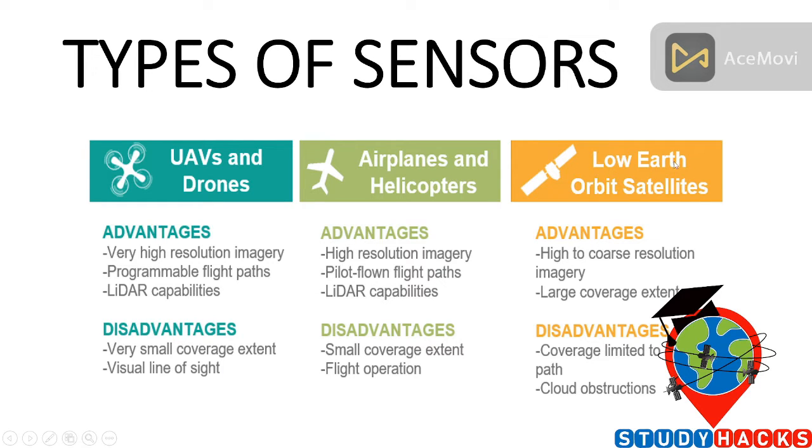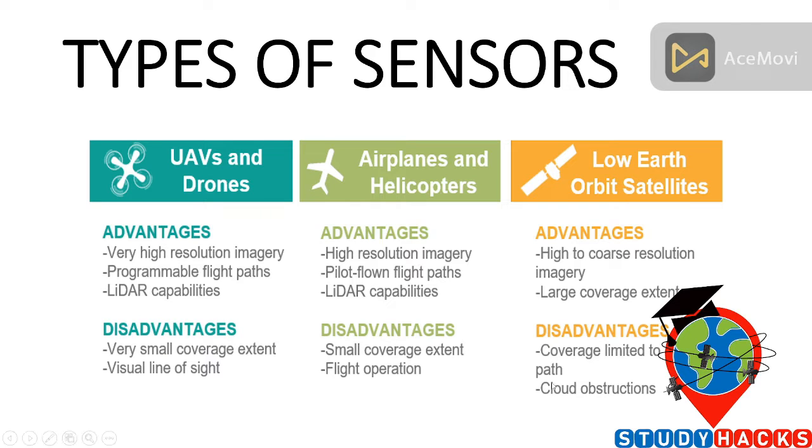So mainly it's very important because in this time we use all of those low earth orbit satellite imagery. Okay. Drone image or helicopter image we are not using here, because in this time we are using the low earth orbit satellite. It can be Landsat, Sentinel, MODIS. So this type of satellite we are considering this time. And the advantage is that we can get high to coarse resolution imagery, large coverage extent. Okay. So basically using the satellite images, you can easily cover a large coverage extent area.